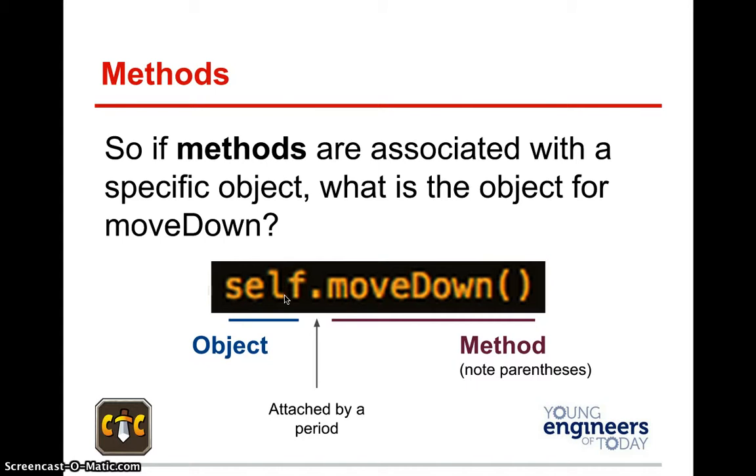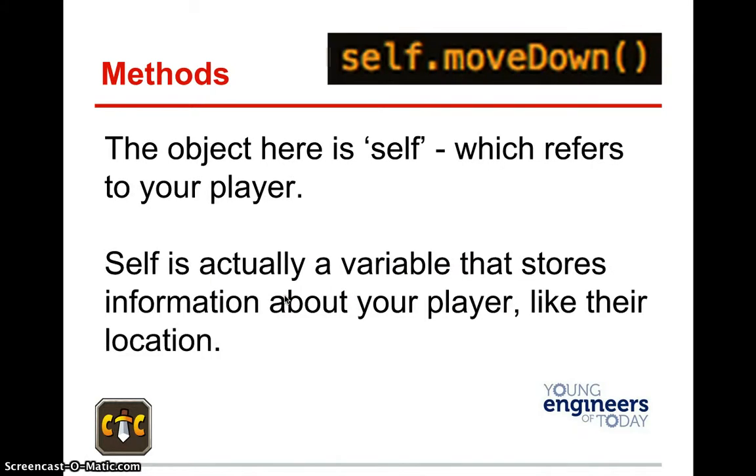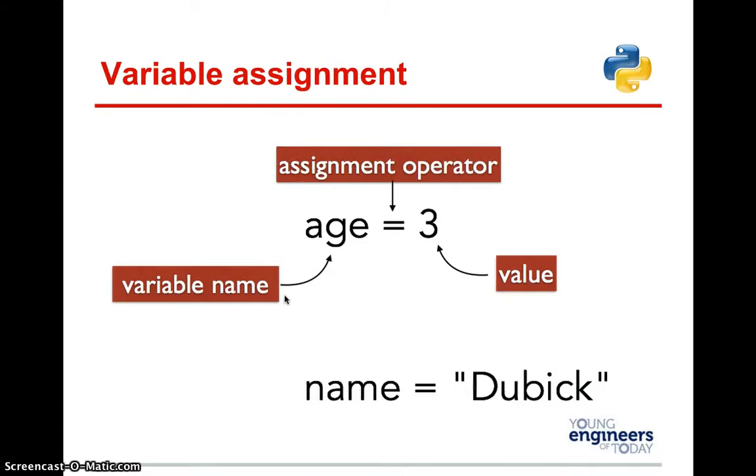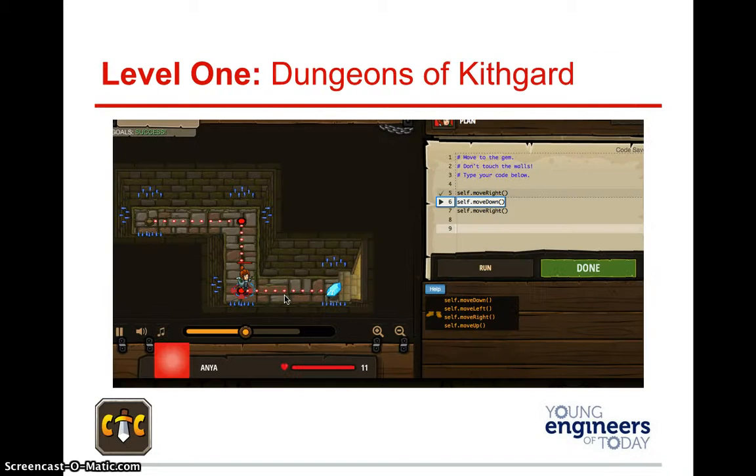What is the object for move down? As you can see here, self.moveDown, controlling the individual. The object here is self, which refers to your player. Self is actually a variable that stores information about your player, like their location. Variable assignment: you have your variable name, assignment operator, and the value. Down below, you see name equals, in quotations, Dubik.